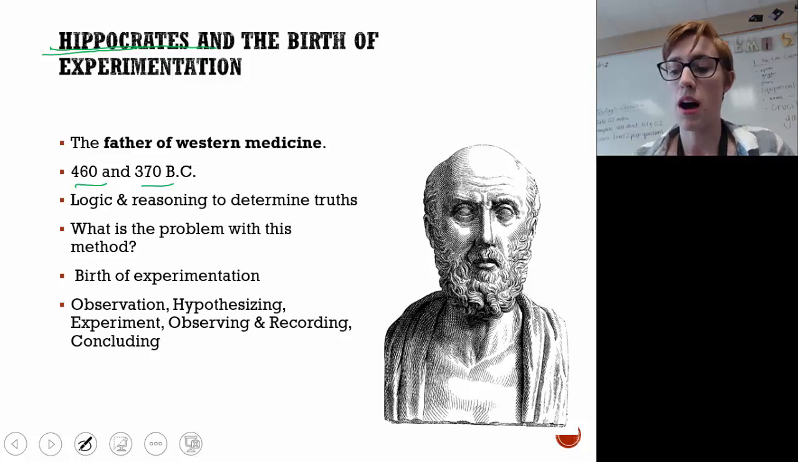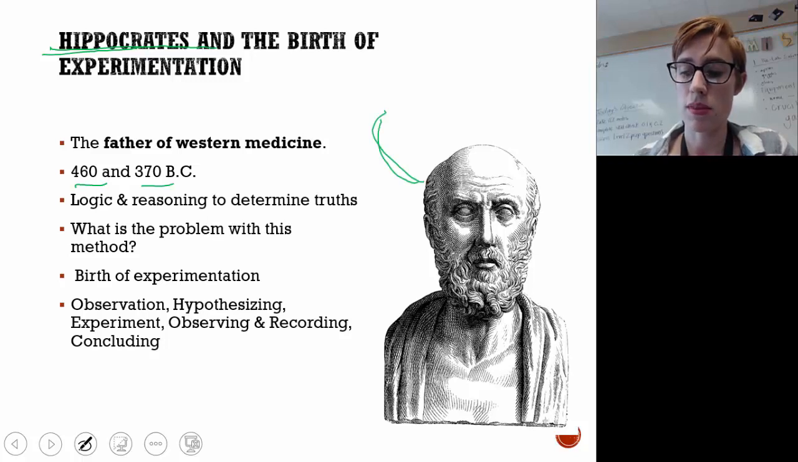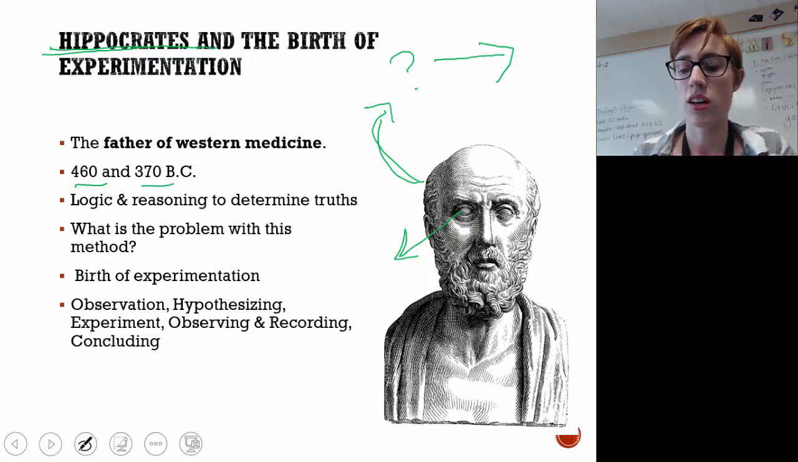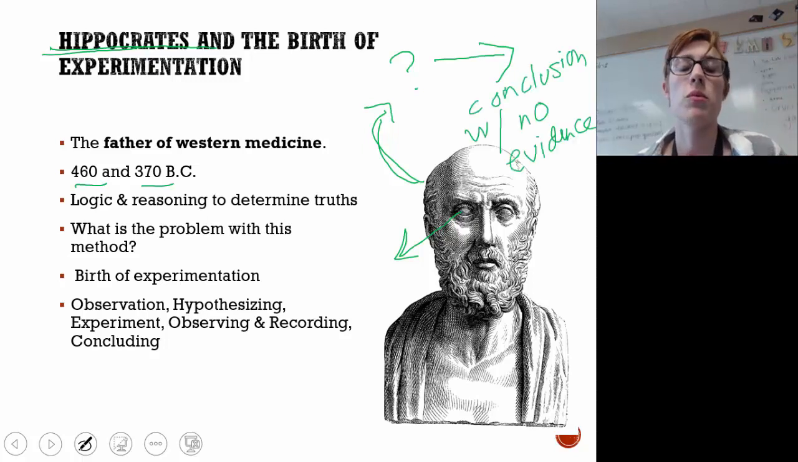The problem with Hippocrates was all he did was he saw something that was happening in the world, and then he thought about it, and he made a conclusion based on just the things that he saw. So the problem with his way of thinking was he just used logic and reasoning to determine truths without having any kind of real experiment to base his conclusions off of.